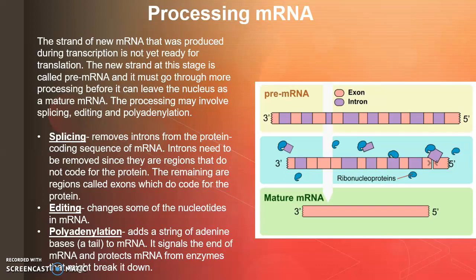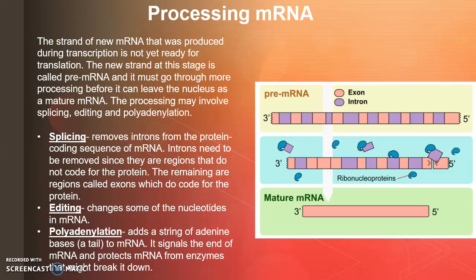Splicing removes introns from the protein coding sequence of mRNA. Introns need to be removed since they are regions that do not code for the protein. The remaining are regions called exons, which do code for the protein. Editing changes some of the nucleotides in mRNA, and polyadenylation adds a string of adenine bases, or a tail, to mRNA. It also signals the end of mRNA and protects mRNA from enzymes that might break it down.